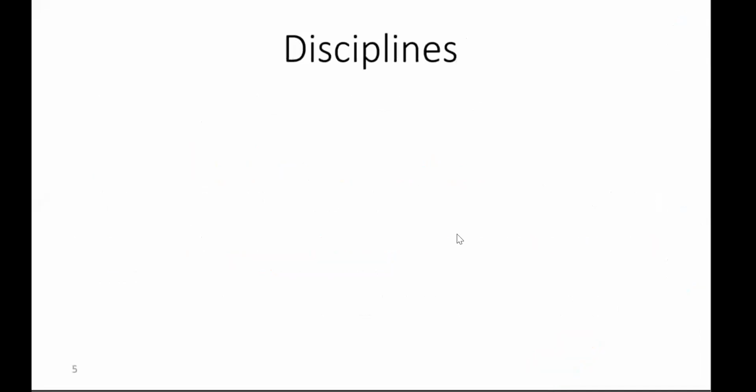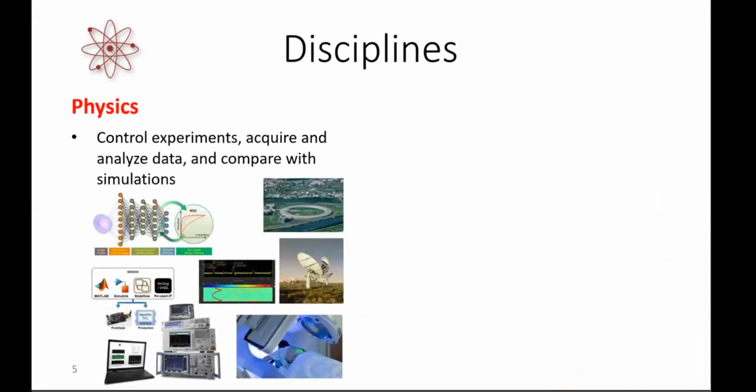So let's talk about what types of disciplines this is being used in. Basically, it is being used in physics, which includes engineering to science, and top researchers in the world. For example, it has been used to develop control experiments, or to acquire and analyze data and compare with simulations, for instrumentation and on wireless communications. All this is being used in these disciplines.